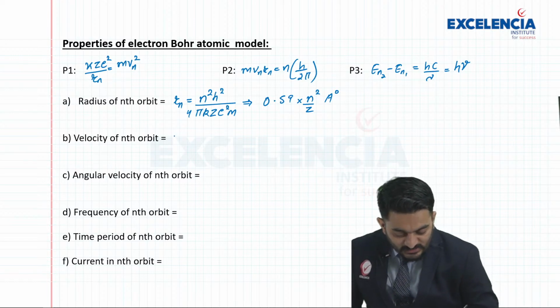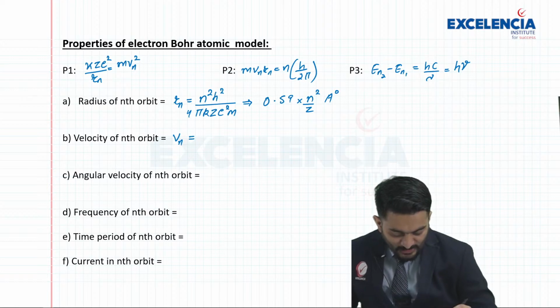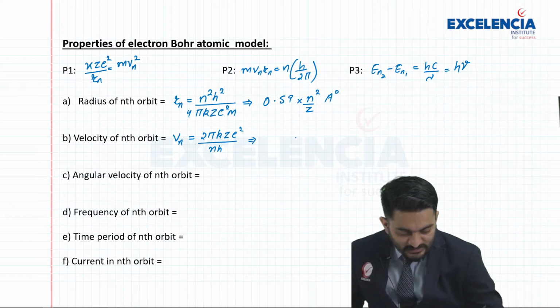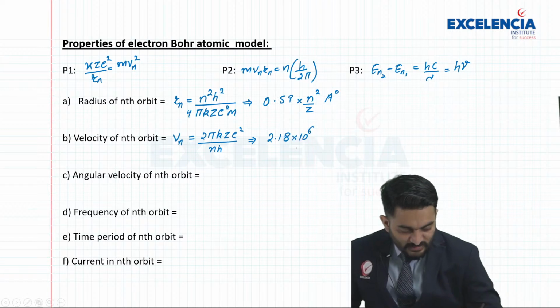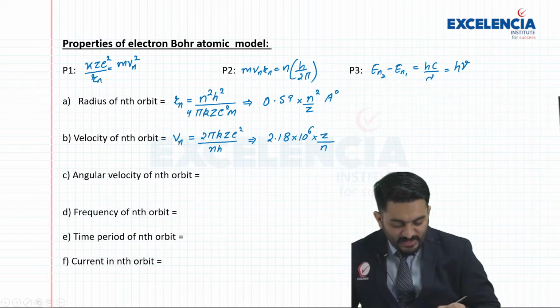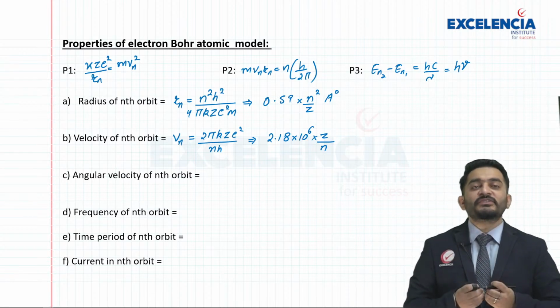Similarly, if I write the velocity of the nth orbit, you need to understand here it is Vn, and the quantity which you will write is 2 pi k Z e square over nh. Now again, if you solve all the constants, let me tell you, for the constants the number which you will get is 2.18 into 10 raised to 6, which I recommend that you remember, and your atomic number and n will remain there. So Z and n is the relation which we need to derive.